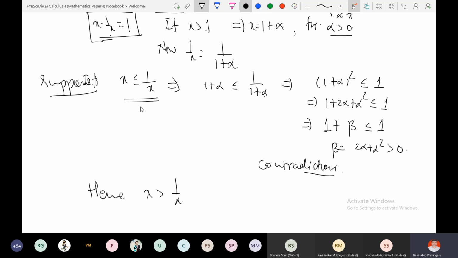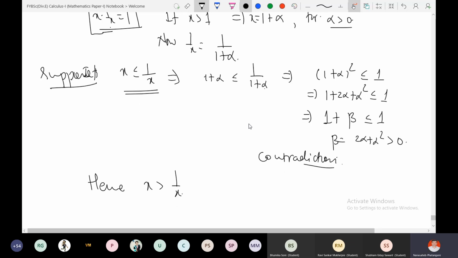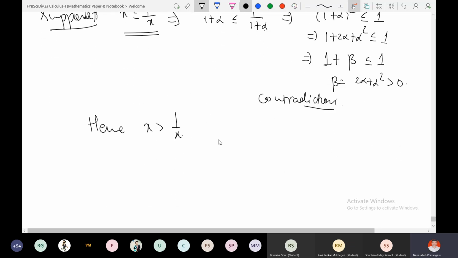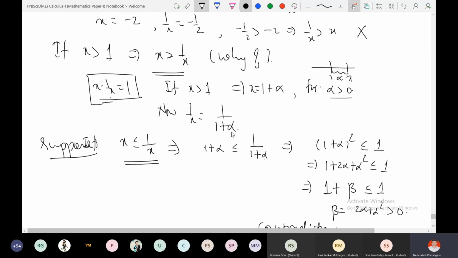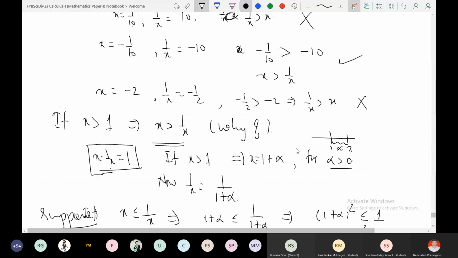And here we use the property that if x is greater than 1, that means x is 1 plus some positive amount. Right? When I say x is greater than 1, then there is some gap between x and 1. That gap is alpha. So therefore x is 1 plus alpha. And that gives us x is greater than 1 by x. So that is clear. Right. So this is the first thing.